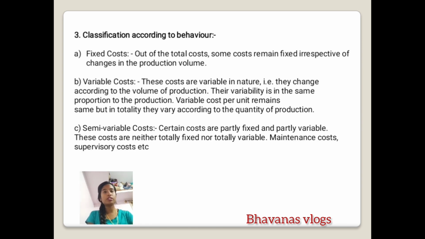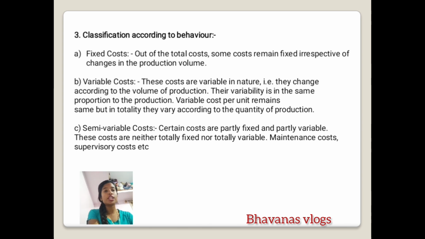Now let's move to the third classification, that is classification according to the behavior. In this, we have 3: fixed cost, variable cost, and semi-variable cost. Fixed cost is the total cost which will occur for the production of the particular product or particular volume. Variable cost is the cost that varies in nature according to the changes in the volume of the production. If we have 1000 production units, the cost will vary for 1500 units. If we are fixed to produce only 1000 units, it is fixed cost. If we increase production to 1500, it is like variable cost.